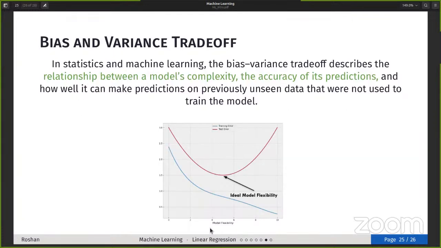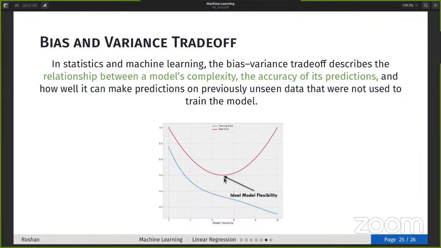Increasing the number of features, the training error is as low as possible as you keep increasing the number of degrees. But here you can see what happens to the test error. Initially it was here, keeps on reducing, it reaches a minimum, and if you keep increasing the model flexibility, again the test error goes up.